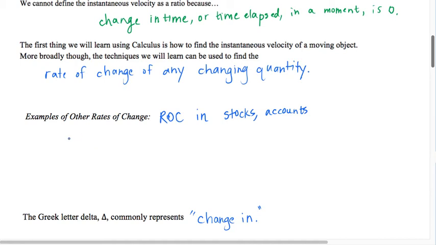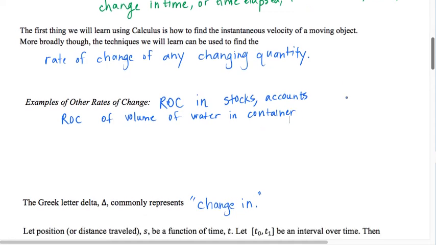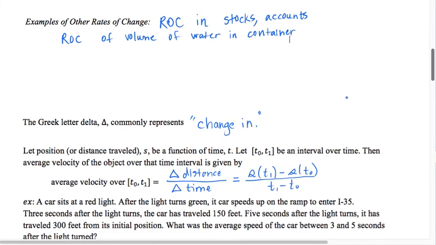In, say, physics or in engineering, you might find the rate of change of volume of something, maybe the volume of water in a container. You can think about things that move, things that change. We're going to find how fast those things change. That's what we're going to find next in calculus. There's a number of other examples I'm sure you guys could come up with.